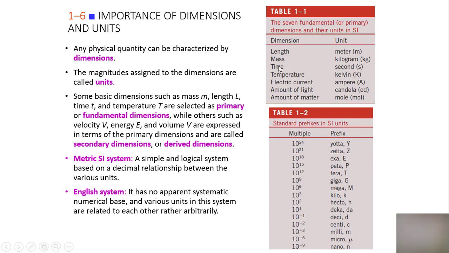So we've got about 7 fundamental or primary dimensions that we use in engineering, which are length, mass, time, temperature, current, amount of light, and amount of matter. Those are the 7 primary dimensions that we use. Then from these primary dimensions, we also have what is known as derived dimensions, where, for example, energy, pressure, volume, all those are derived dimensions, but we need to know these 7 primary dimensions that we use.